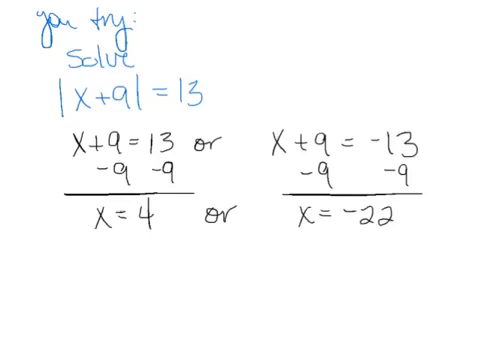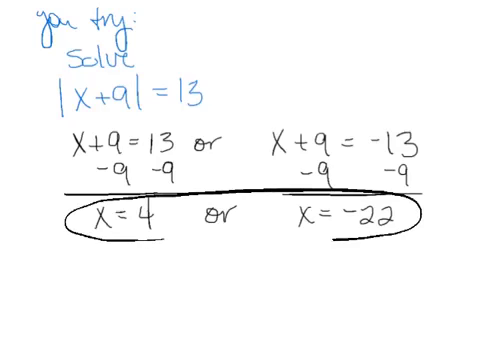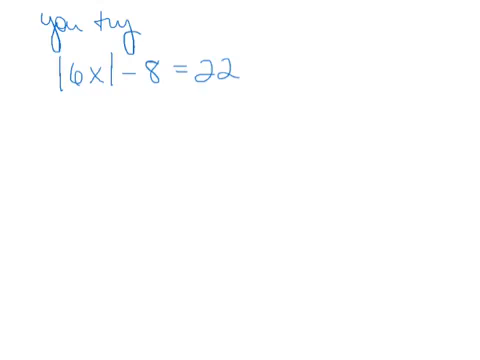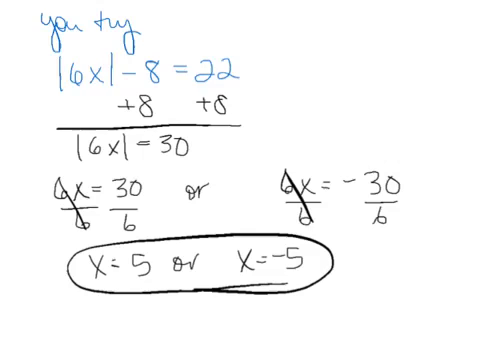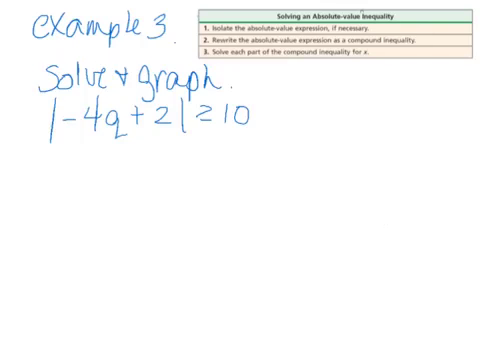Okay, you try this one. There you go. Okay, you try this one. Get the absolute value by itself first. There you go. Okay, let's try our next example.